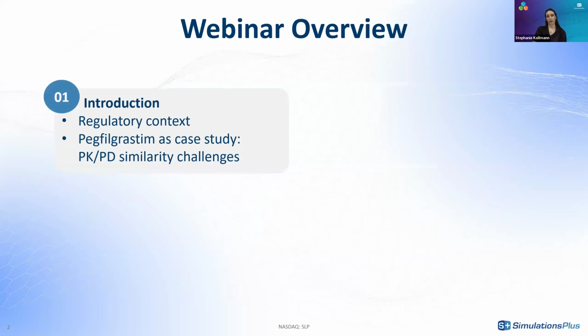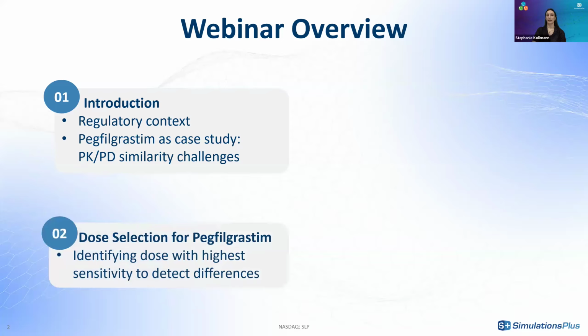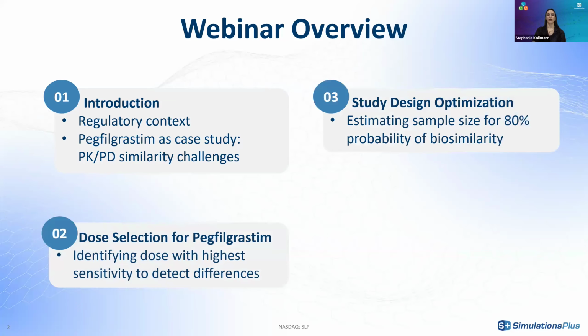So we'll start with the regulatory context, reviewing how the EMA and FDA define biosimilars and what needs to be demonstrated to establish biosimilarity. Then we'll move to the case study, beginning with the dose selection, where we identify which dosing level is most sensitive to potential differences between biosimilar and reference product. After that, we will look at study design optimizations, focusing on how to estimate the sample size required to achieve 80% probability of confirming biosimilarity.